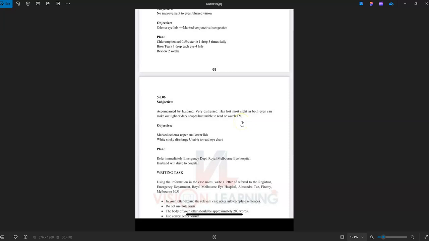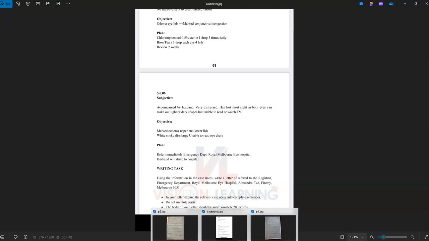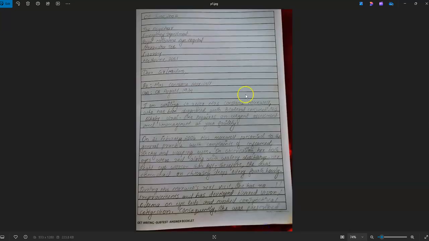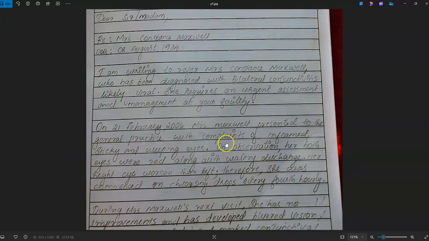Has lost most sight in both eyes. Back to the sticky discharge. Okay, well, it seems quite dramatic. So let's take a look at page 1. DOB, you can put age if you wish, but okay. I'm to refer Mrs Maxwell, being diagnosed with conjunctivitis, likely viral. She requires an urgent assessment and management at your facility. Okay, that's a good purpose.